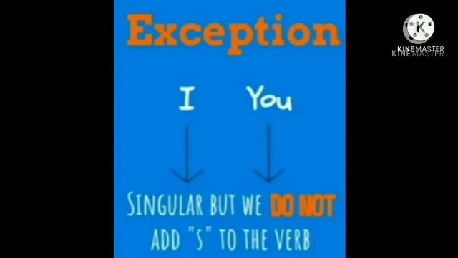This rule has an exception also. Even though I and you are singular, that means the pronouns I and you are singular, we do not add S or ES to the verb. Understood? I and you, even though they are singular, we do not add S or ES to the verb.